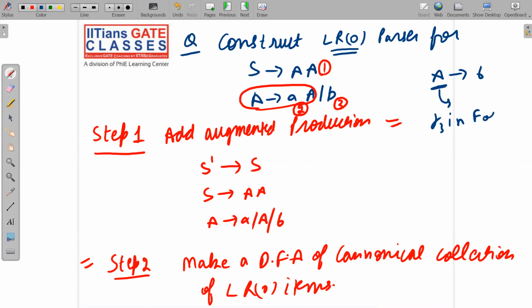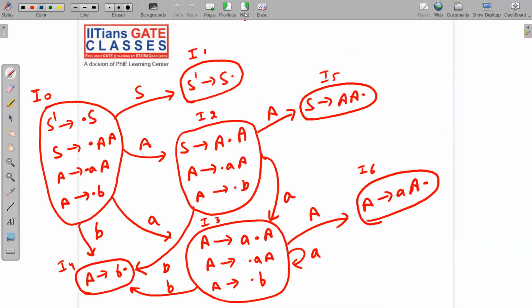R3 in follow of A only. So no need to go to the entire action part. We will put it in follow of LHS only. Okay, so let me just revise so that you will get more clarity.